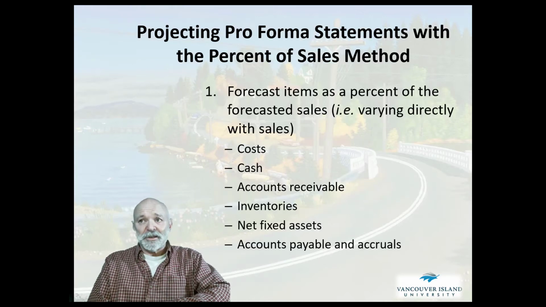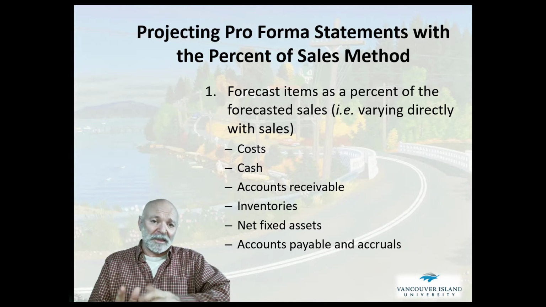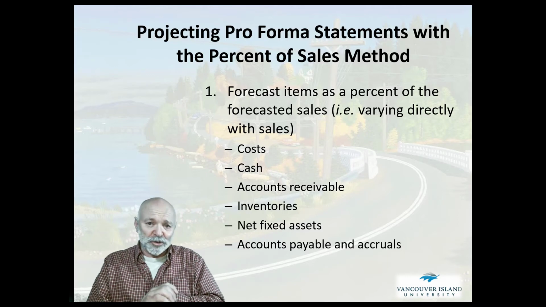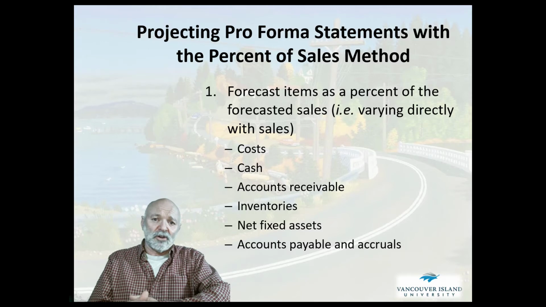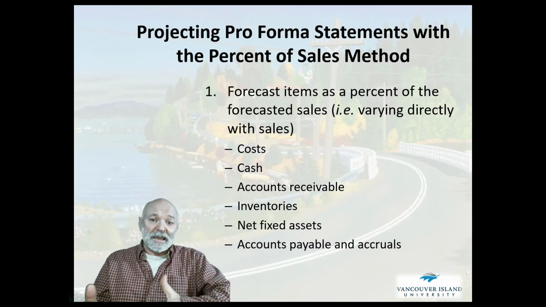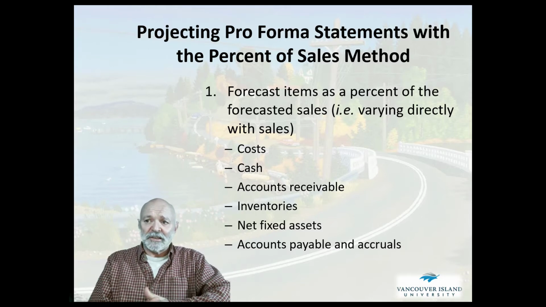The first steps that we're going to take are to predict items that are going to increase as a percentage of sales. And that includes our costs, including all of our variable costs, things like research and development and selling, general and admin costs, or cost of goods sold. Any cash balances that we have to maintain, accounts receivable, inventory, our change in fixed assets, and also the accounts payable and accruals on the other side of the balance sheet.